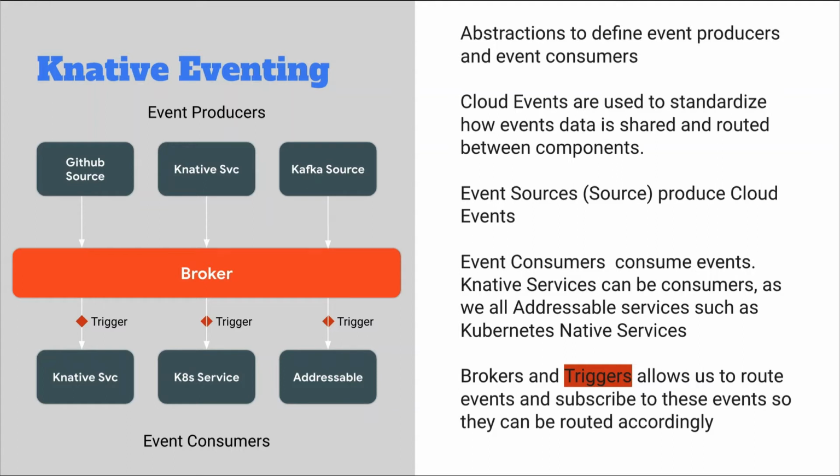Right, so this image on the left is showing different event producers. Let's say that you want to connect to GitHub and listen to all the repository events that are being generated, or events coming from other Knative services, or from other Kubernetes services, or events coming from Kafka, right? And you need a way to route those events to multiple services, to multiple consumers. It can be one or many.